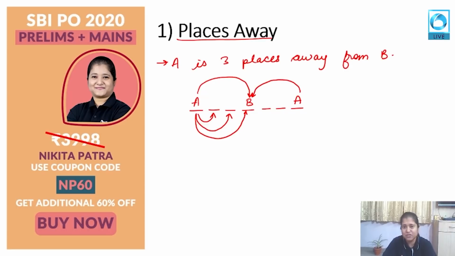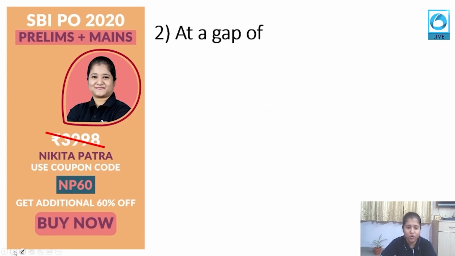Similarly, A is 2 places away, matlab a gap of 1. So it is 1 position less than the number of places away. ठीक है, अगर आपका 3 places away मतलब बोला गया है, that means 2 का gap होगा. 4 places away बोला गया है, then it has to be a gap of 3. So on. ठीक है, so I hope this is clear. Let's quickly go to the next keyword. Let's see what do we have here.